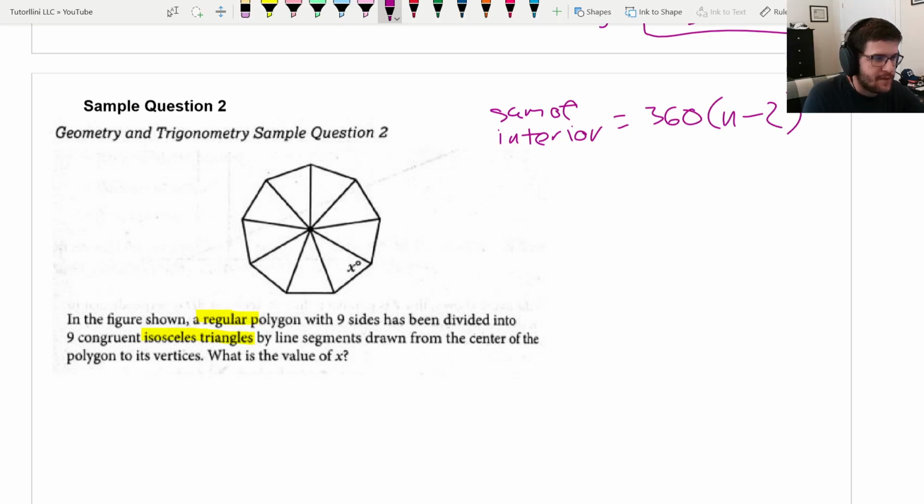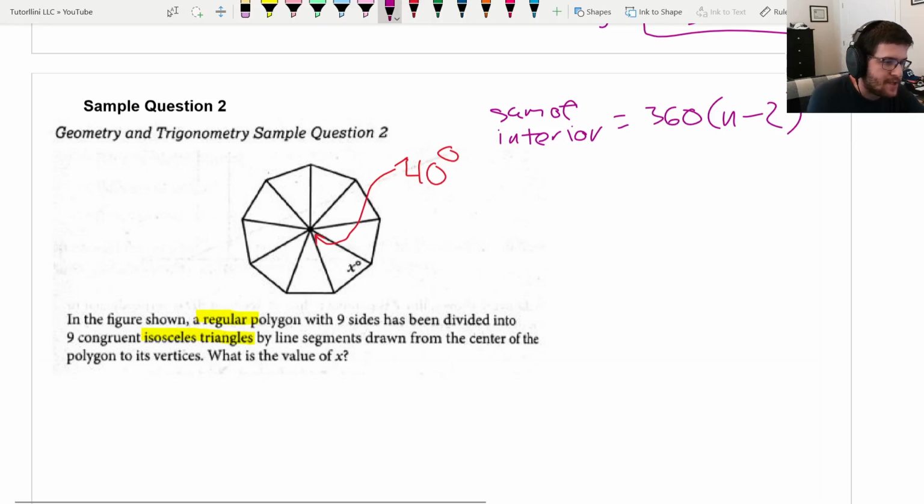But what they want you to do here is recognize that this is a circle. So it's 360 degrees. And if we split it 9 ways, that means each of those little center angles is 40 degrees. I just got that from 360 divided by 9.